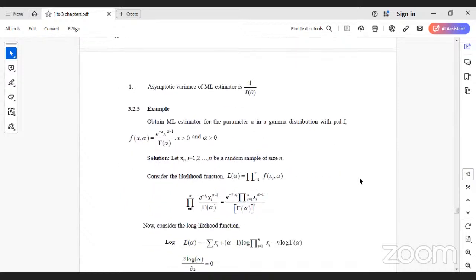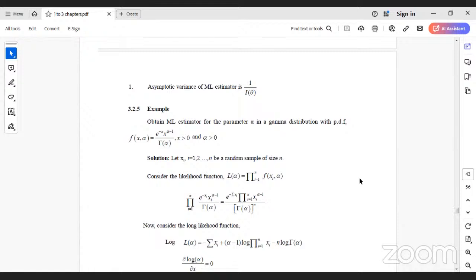So we can see one example here. Obtain the ML estimator for the parameter alpha in a gamma distribution with PDF f(x, alpha) = e^(-x) x^(alpha-1) / gamma(alpha), for x greater than 0 and alpha greater than 0. What is the fundamental problem we are taking here? So therefore, the solution: let x_i, i = 1, 2, 3, 4 up to n, be a random sample of size n.